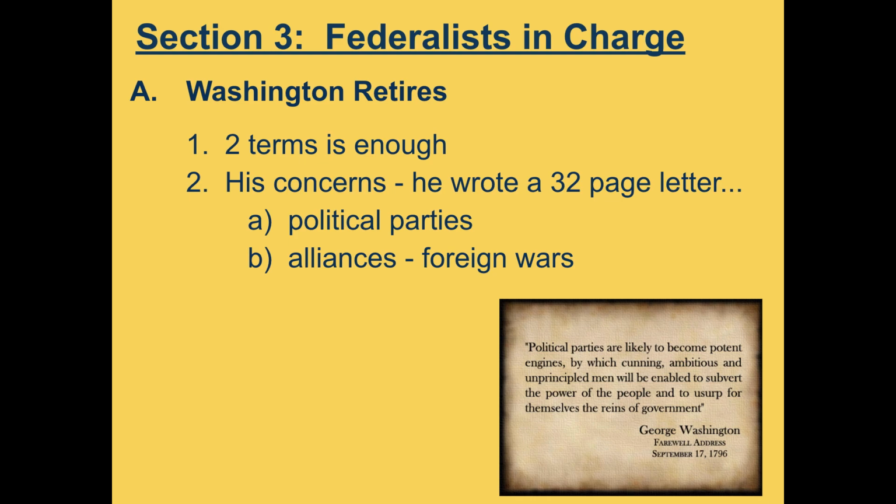Did we follow his instructions? Have we been involved in foreign wars because of alliances? We currently are involved in an alliance with a whole bunch of countries called NATO. Stands for North Atlantic Treaty Organization. And all of those countries promise to have each other's back. It's a very, very powerful alliance. If any one NATO country is attacked, it's considered an attack on all.